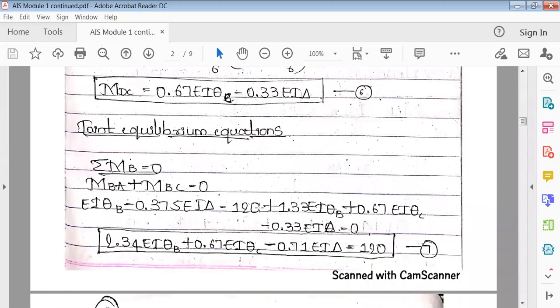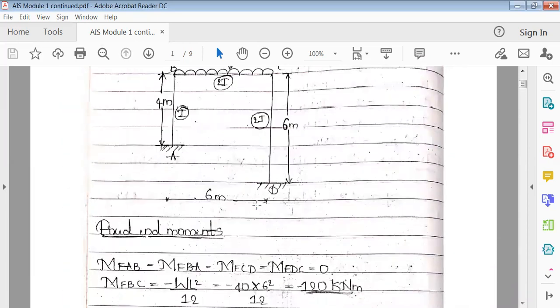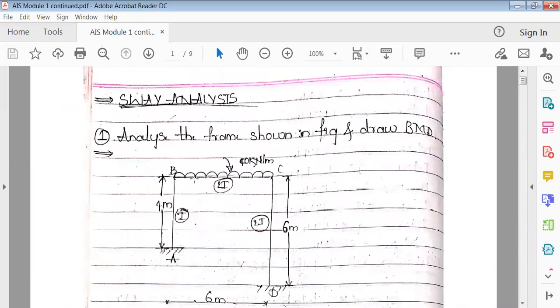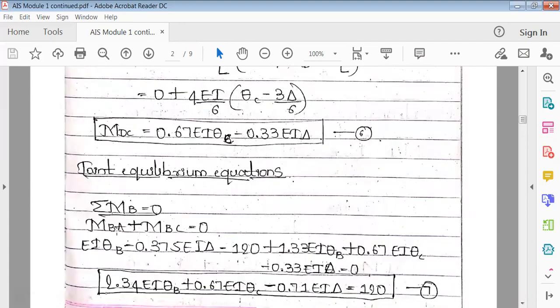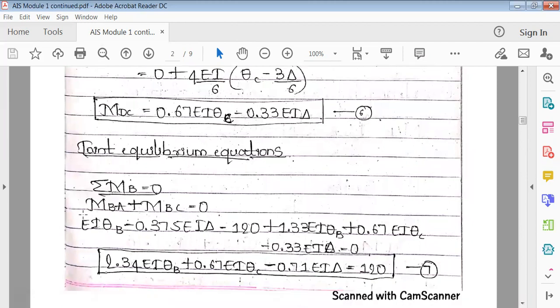Then the joint equilibrium equations. Again, this is the third step. It would be the same thing, finding the joint equilibrium equations. Come to joint B: MBA plus MBC is equal to 0. Then MCB plus MCD is equal to 0. First write all the complete equations. Be careful with the signs also. Mark the signs properly, and then pick and choose. First theta B: mark here theta B, then this is also theta B, so add both of these.